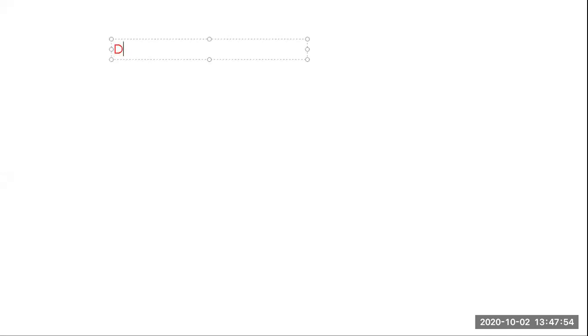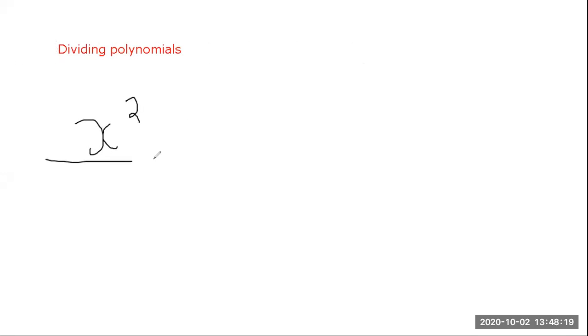Could someone put in the chat any idea what happens when we're dividing polynomials? Yep, ding, ding, ding. That's it. You see how this is easy? This is why multiplying and addition go together, and dividing and subtracting go together. So if I have an example that says x squared divided by x to the 4th, what would be my answer for that one?